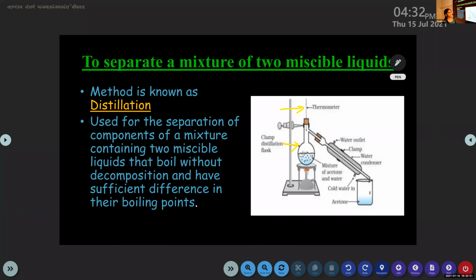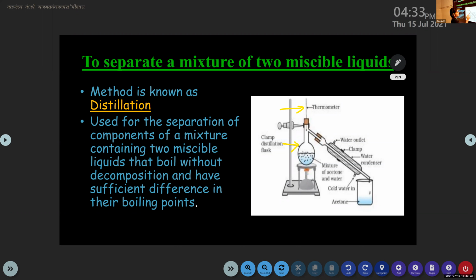Okay, Ellen, continue. Arrange the apparatus as shown in figure 2.9. So we have to arrange this apparatus as in the figure. You can clearly see here, this distillation flask is placed above a tripod stand with a burner, right? This distillation flask is placed over the tripod stand with a burner.